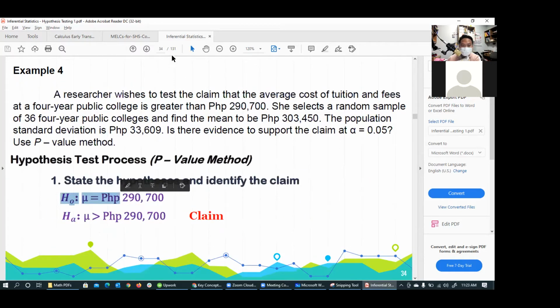Rejecting this, so I'm gonna highlight it. Rejecting this part here, rejecting that, which means to say we are accepting... oh, rejecting this long, sorry, rejecting H0 here, meaning to say we are accepting HA.